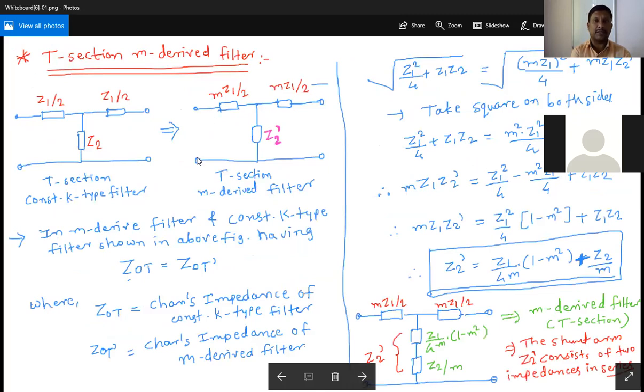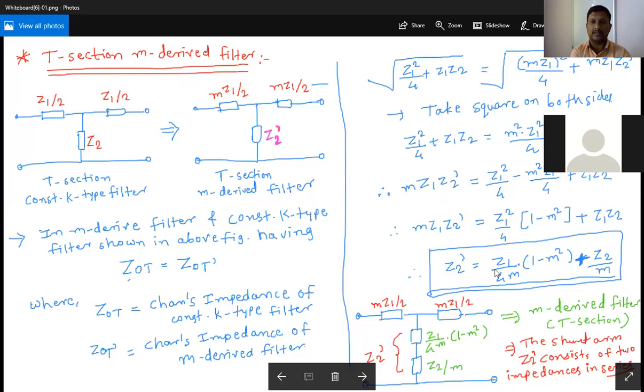Consider the T section first of all. This is the T section constant K type filter, and this is the M-derived T section filter. There will be a modification in the series arm, where the M factor is multiplied, and in the shunt arm Z2 is replaced by Z2 dash. Considering the characteristic impedance with respect to constant K type and with respect to M-derived filter, it should be equal. There will not be a change. For that, we have taken the formula of Z0T and Z0T dash. We have derived the value of Z2 dash.